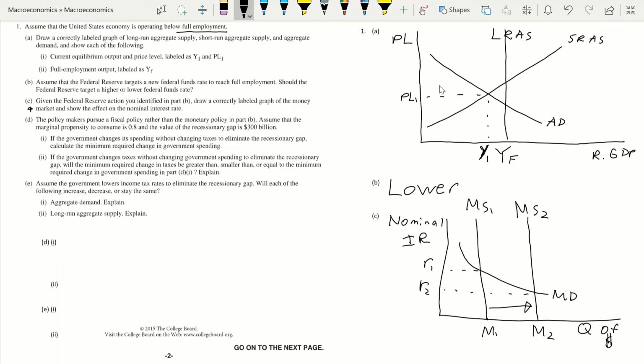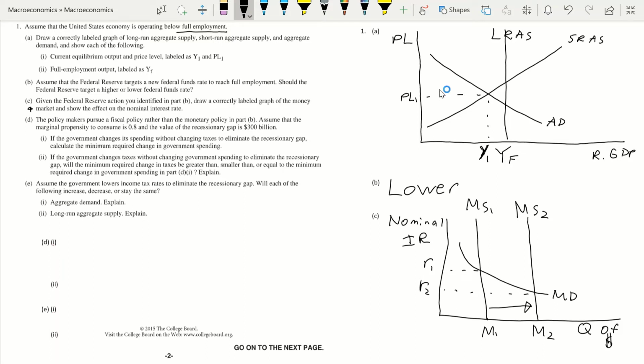Now, why does this expand the economy? Well, when we have a lower nominal interest rate, we increase investment spending and consumer consumption, right? So our aggregate demand curve will shift to the right, bringing us back to that full employment level where short-run aggregate supply, long-run aggregate supply, and aggregate demand all intersect at YF.